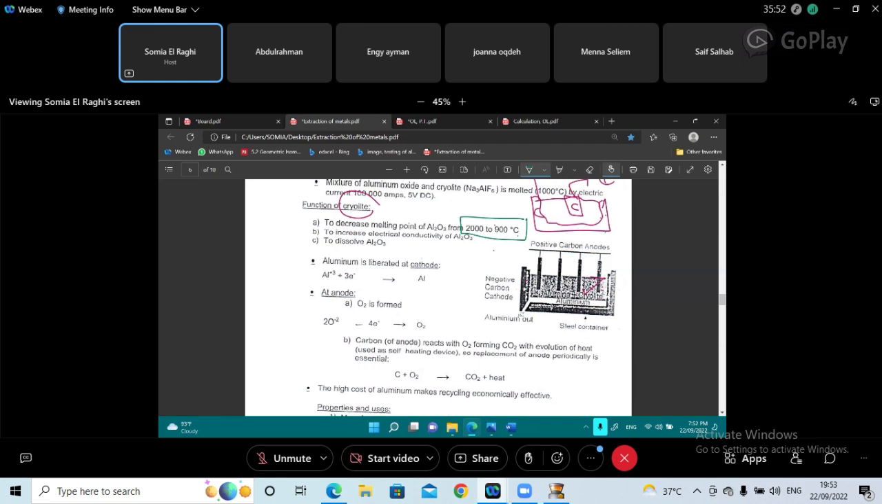So now it is broken at lower temperature and also acts to dissolve it and increases electrical conductivity. Why do we add cryolite? It is an important question in your exam. You will see past paper very soon about the extraction method. Once I write down this sign or I say question, that means it's a frequent question in your exam.